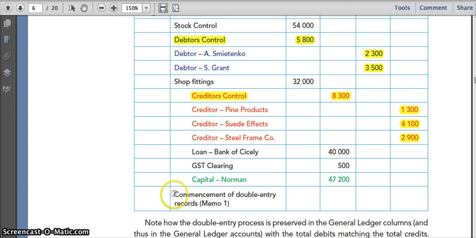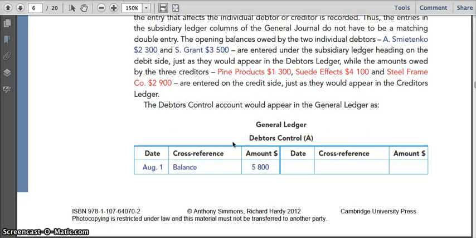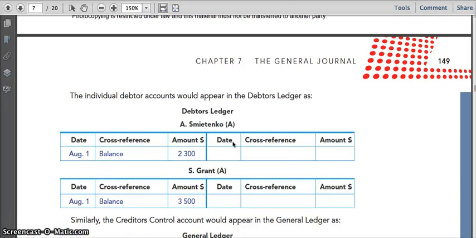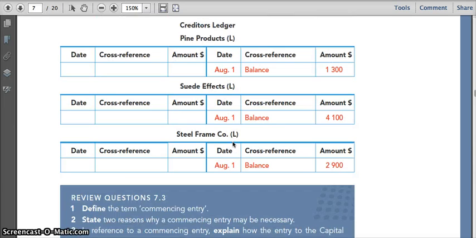And then as we go through, again, the narration there. The next step in the process is then obviously moving those transactions through to the general ledger with the cross-reference of just balance, and then again through to the subsidiary ledgers.